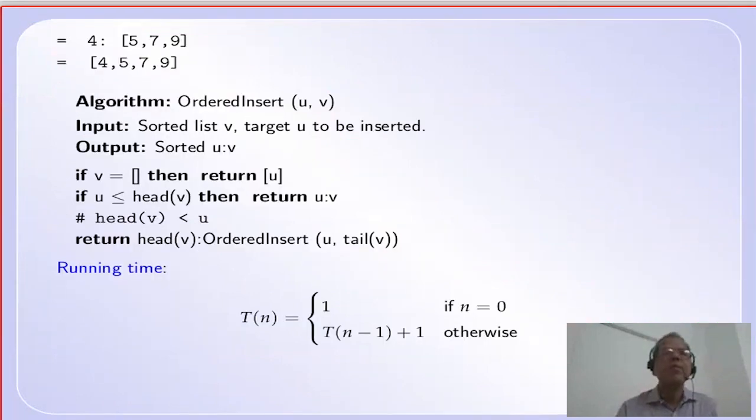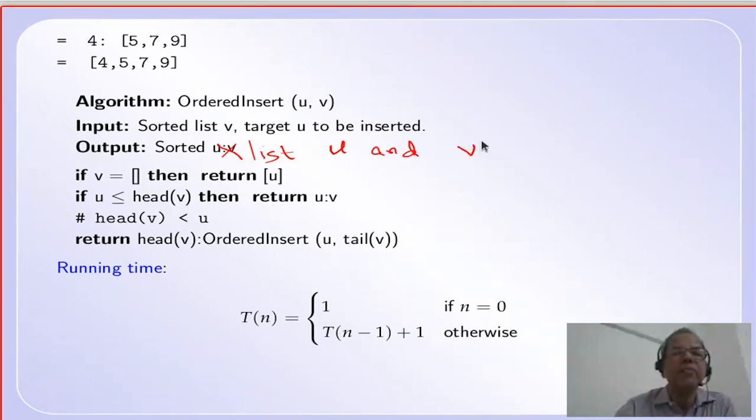Now we can write the algorithm. Algorithm ordered insert, U is an element, V is a list. Input: a sorted list V and target U to be inserted. Output: U prepended to V, it has to be sorted. Or if you want to be very clear, a sorted list consisting of all the elements of U and all the elements of V.